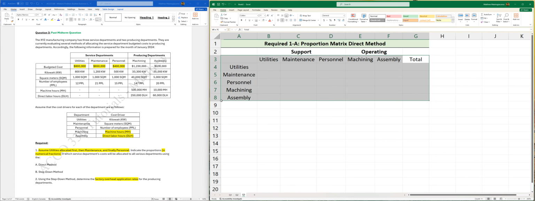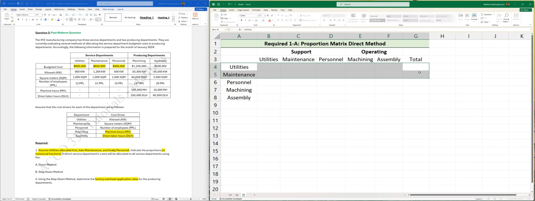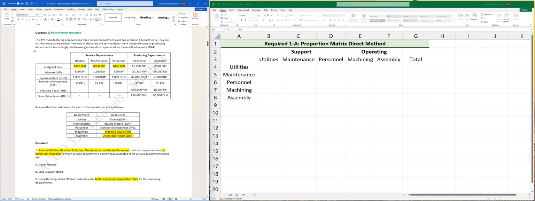Now, to do this the fast way, build a proportion matrix using the direct method, okay? This is what you guys need to know. Let's first do the total. What's the total that utilities is going to have to allocate? For utilities, guys, they allocate based on kilowatts, so we need to figure out what the total kilowatts would be. So look at this very first line. We'll go line by line, right? What are we going to include as our total?